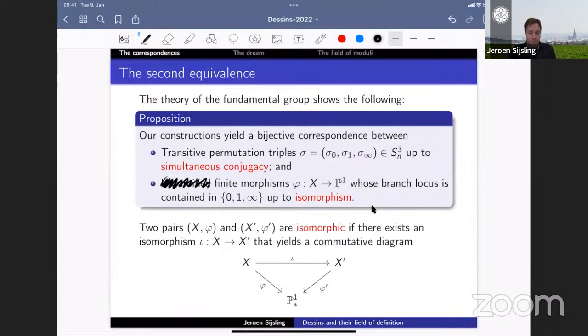And I have to tell you, when are those two things isomorphic? Well, following condition. Suppose you have two of them, X and phi and X prime and phi prime. You just want there to be a map upstairs that makes everything commute.